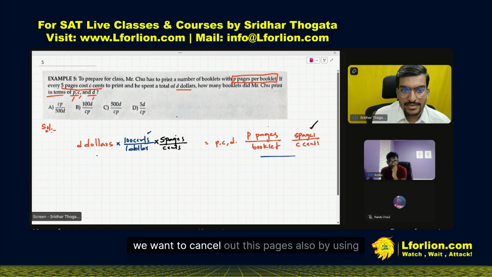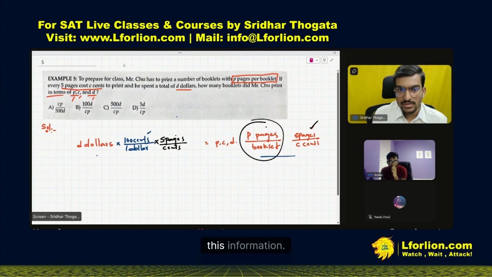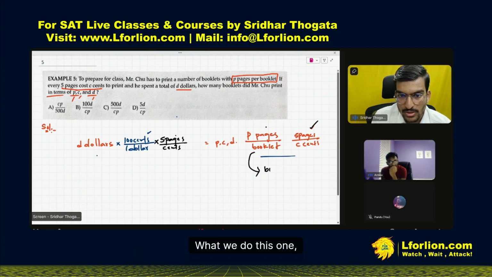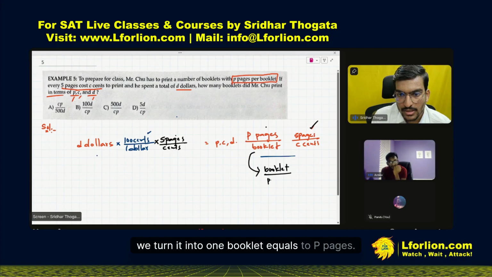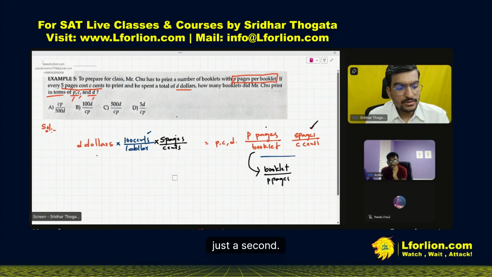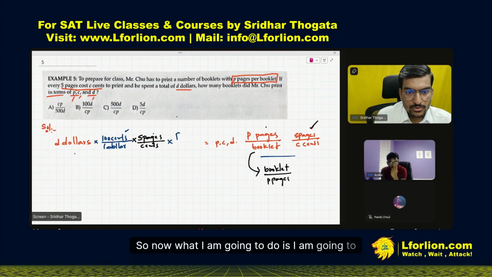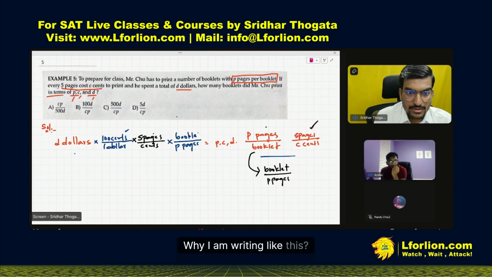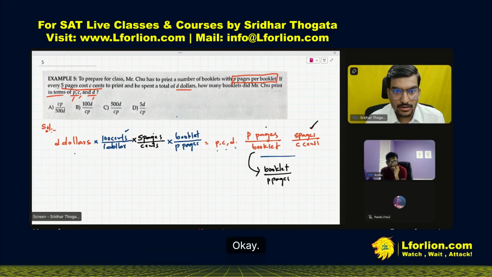Now we want to cancel out these pages also by using this information. But it is given in pages in the numerator. What we do is turn it into 1 booklet equals P pages. Just a second. So now I am going to multiply by P pages, which must be in the denominator so that we can cancel out. So P pages in the denominator and booklet will be on the top. Why am I writing it like this? So that I'll end up with my answer in terms of P, C, D.